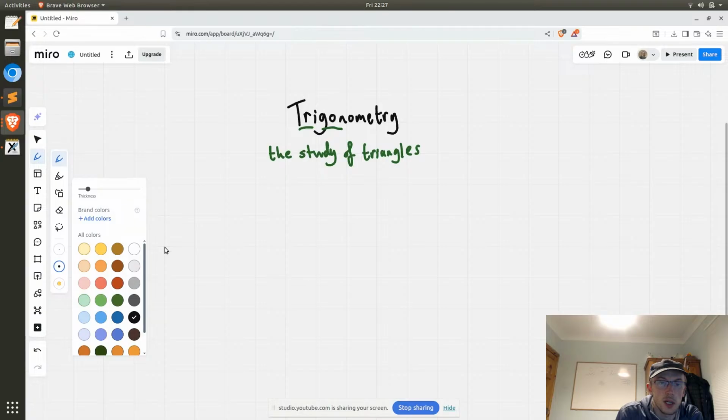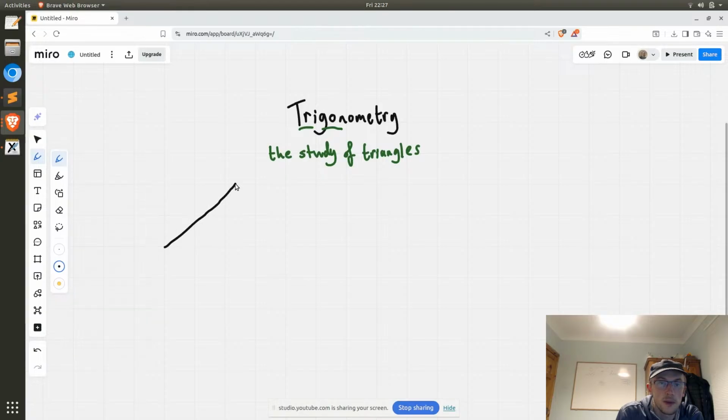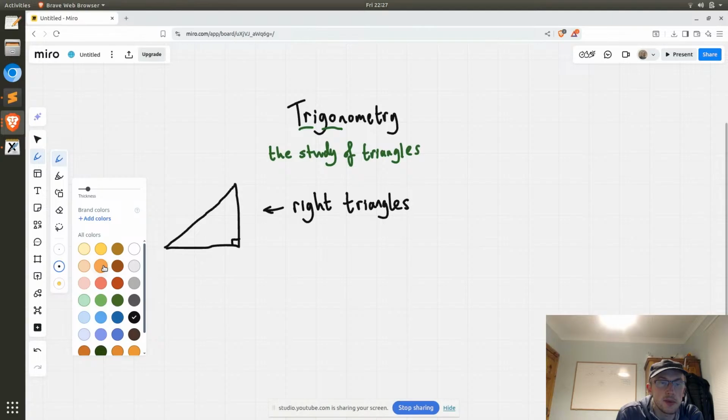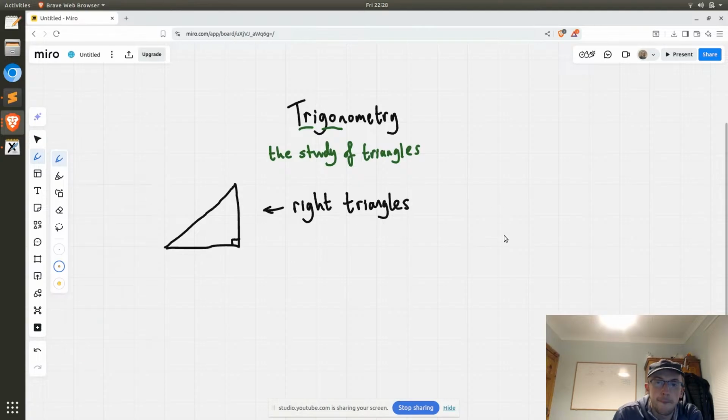The right-angled triangles. Right triangles, that's their short name. These are more special than all the other kinds of triangles. Here's why. Make a totally random triangle for me. Okay, there's a totally random triangle.